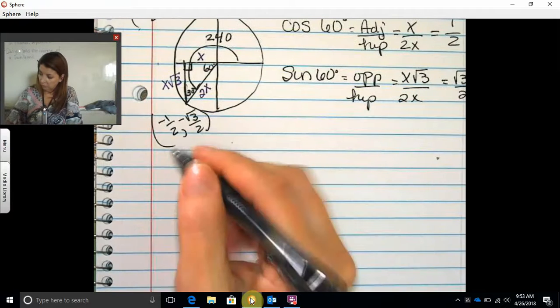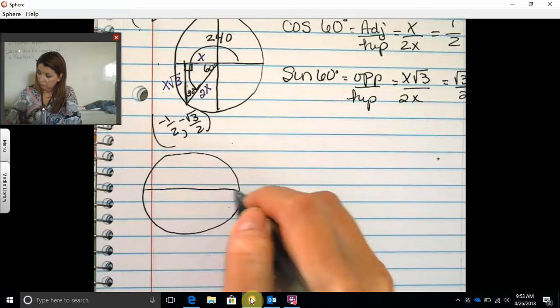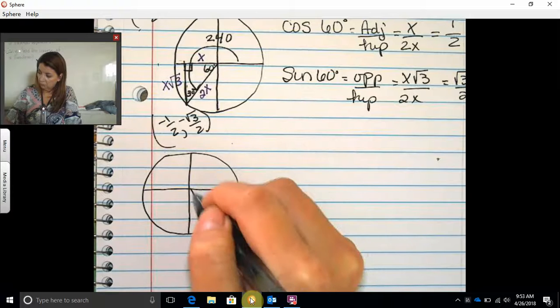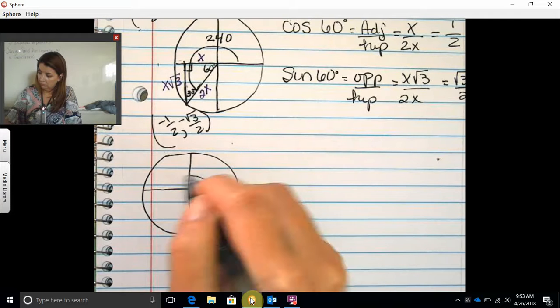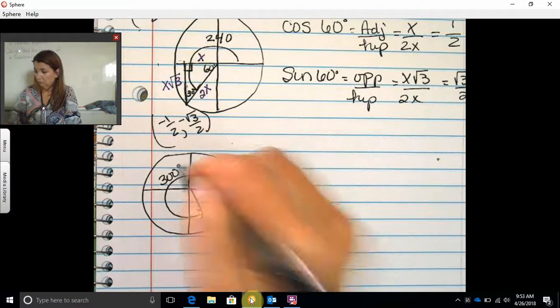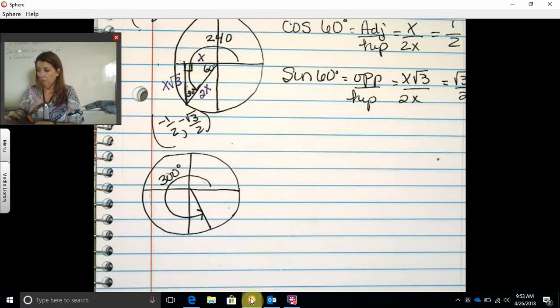Maybe write smaller, try to fit it all on this one page. So here to here is 300. We know from here to here is 270 degrees. So how far is it from this point to here? How big is that angle? 30.